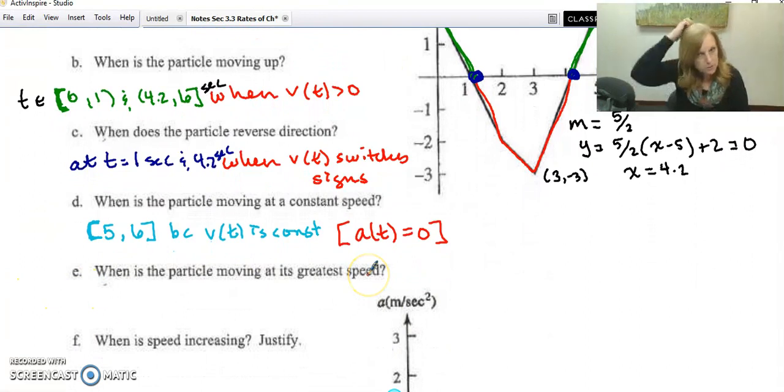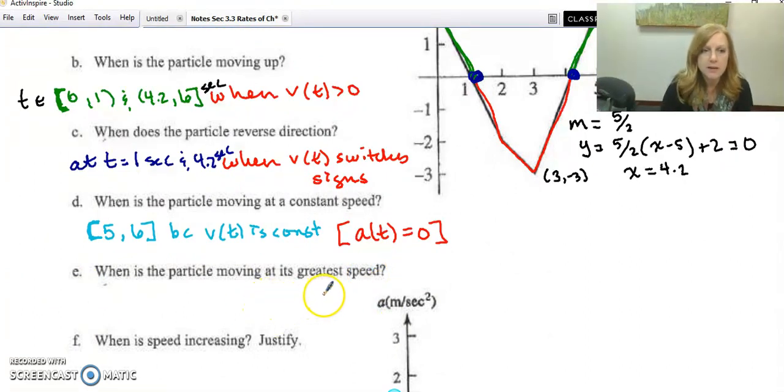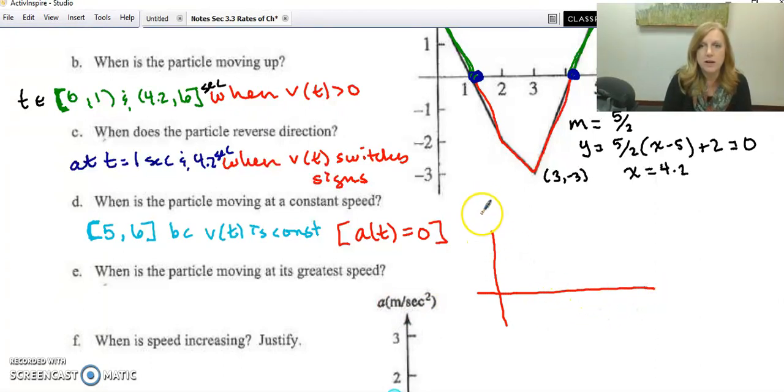All right, when is the particle moving at the greatest speed? Now make sure you're looking at this and be careful. This is speed, not velocity. So I might want to come over here and do a quick sketch of the actual speed graph, not the velocity graph. And remember, speed is the absolute value of the velocity graph.